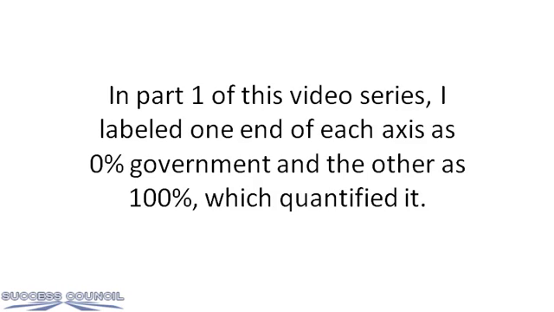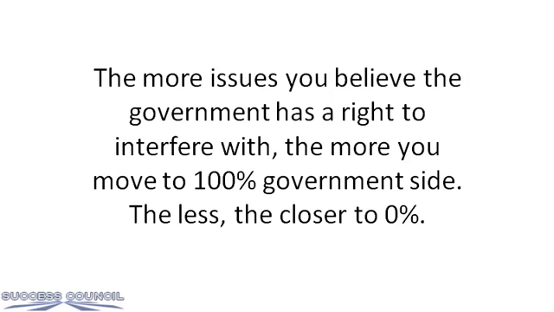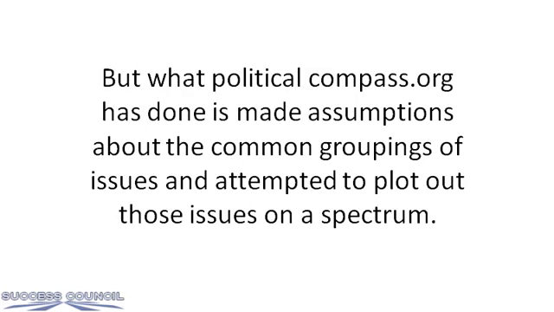In part 1 of this video series, I labeled one end of each axis as 0% government and the other as 100%, which quantified it. The more issues you believe the government has a right to interfere with, the more you move to the 100% government side. The less, the closer to 0%. But what politicalcompass.org has done is made assumptions about the common groupings of issues and attempted to plot out those issues on a spectrum.